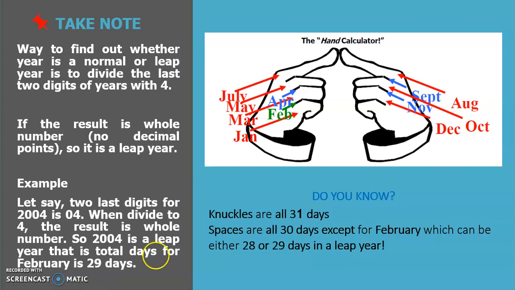And next, what else do you have to know? The hand calculator. Very simple. Do you know that knuckles are all 31 days? So you can see here, the knuckles are 31: January, March, and so on. The spaces are all 30 days, except for February, which can be either 28 days, or 29 days in a leap year.